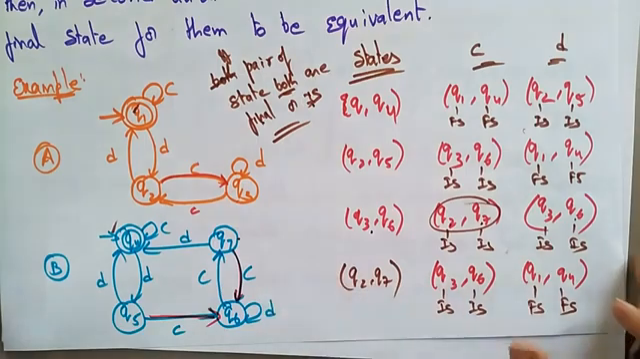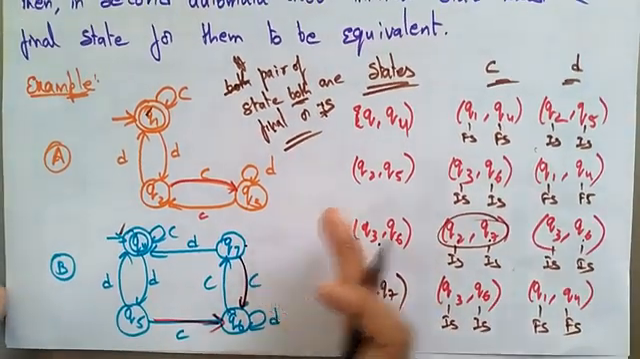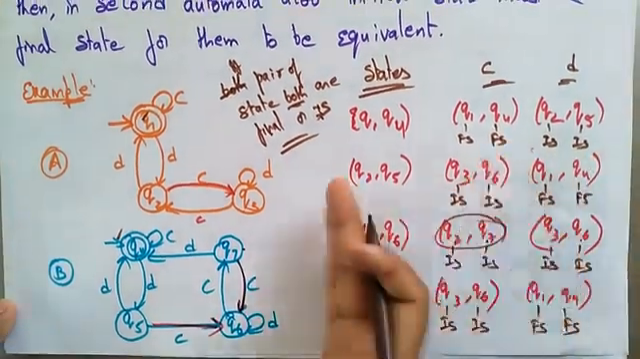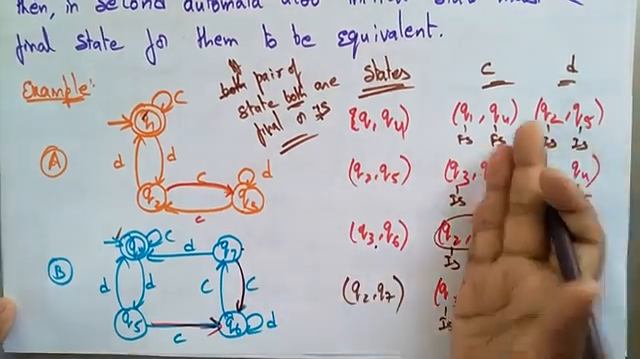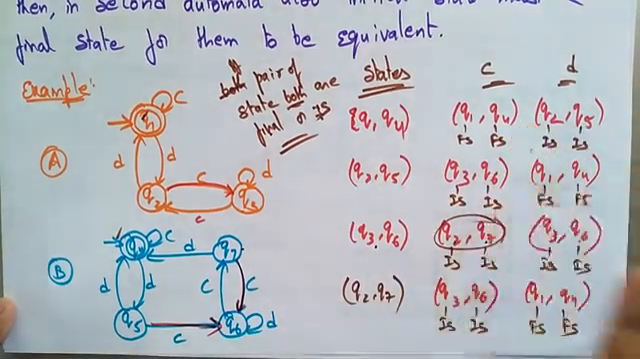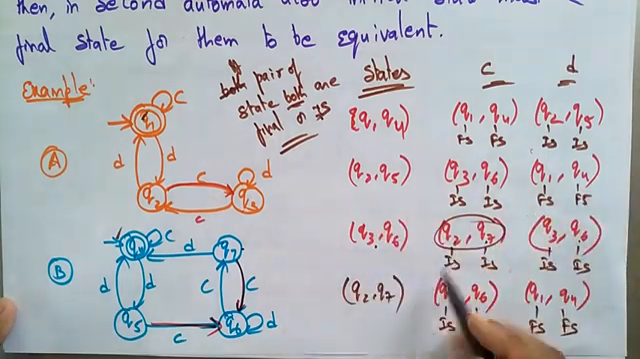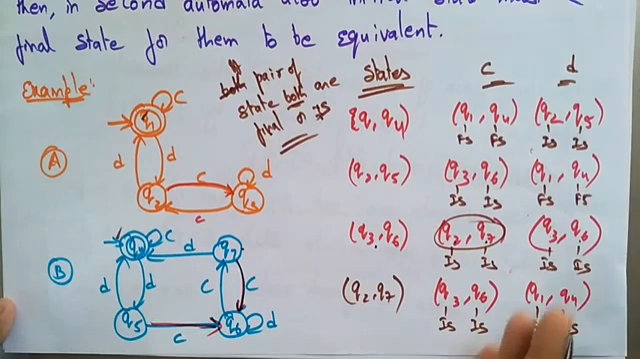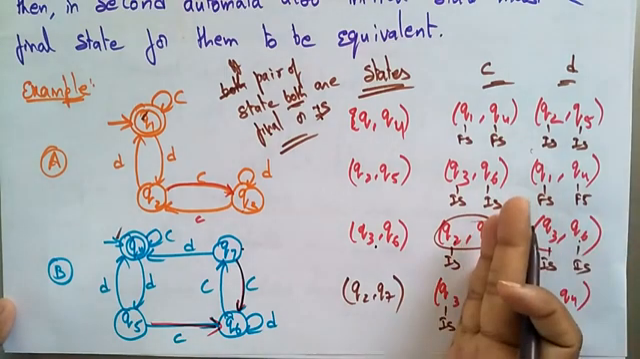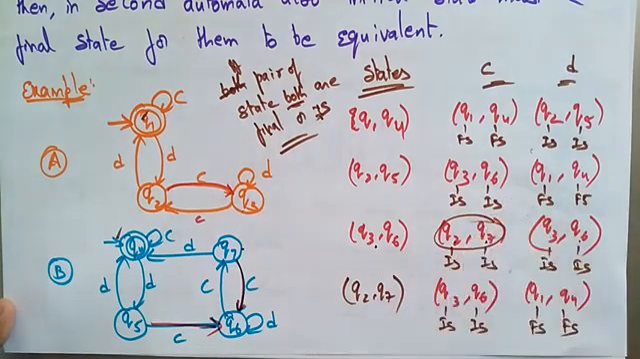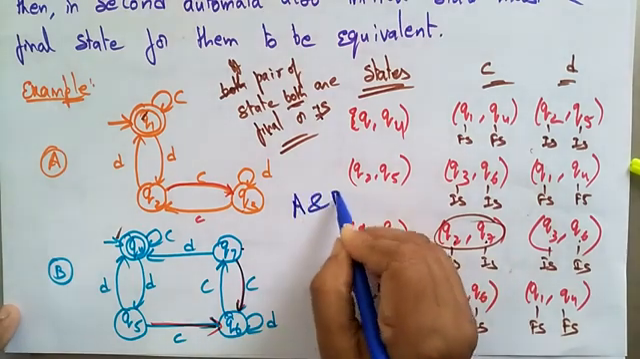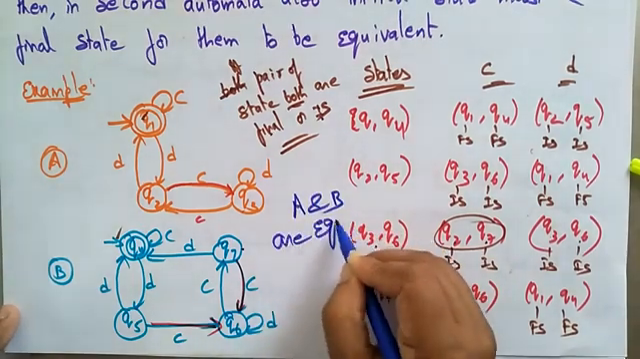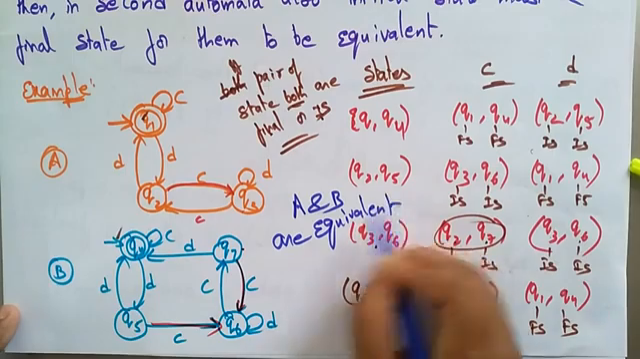Now I have reached all the states, and all the pairs of states coming from the transition function are either both final states or both intermediate states. If one is final and the other is intermediate, then you can say the given automata are not equivalent. But in this case, all the pairs form either final states or intermediate states, so you can say A and B are equivalent. So you have to remember that condition.